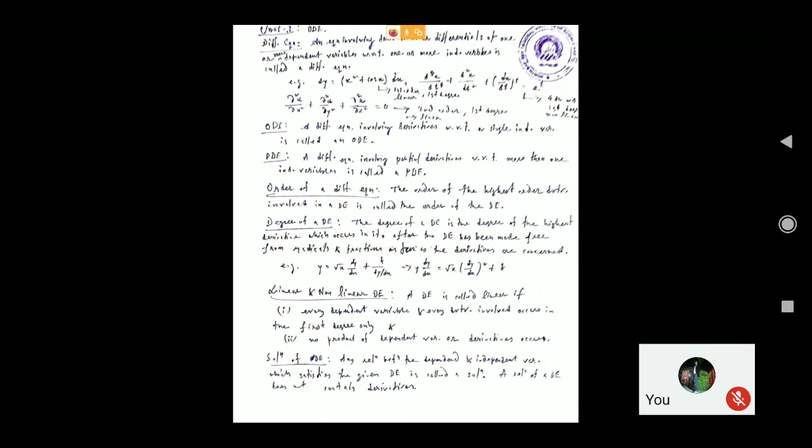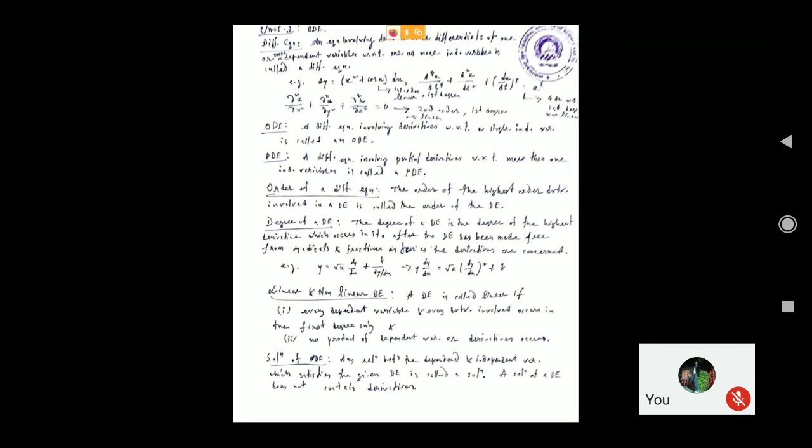So differential equations. There are two types of differential equations: ordinary and partial differential equations. We know that. An ordinary differential equation is one in which you have one dependent variable and one independent variable, and in a partial differential equation, you have more than one independent variable. So why do we need to study differential equations?